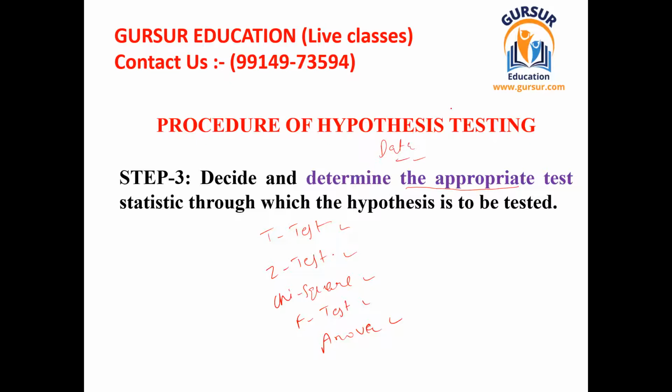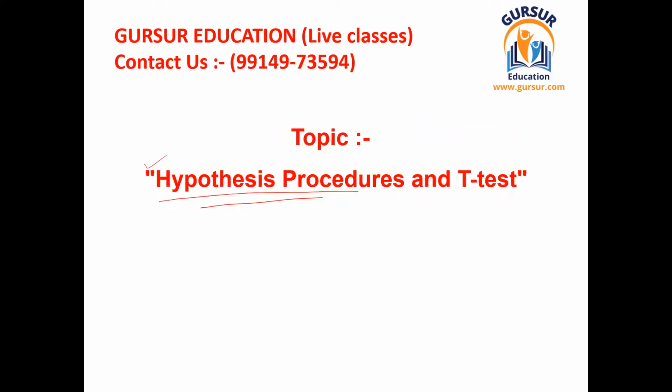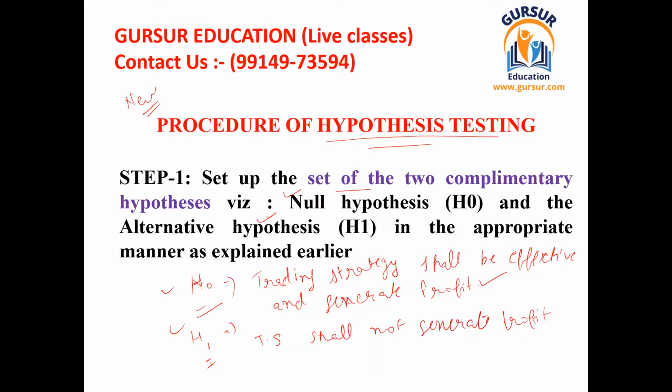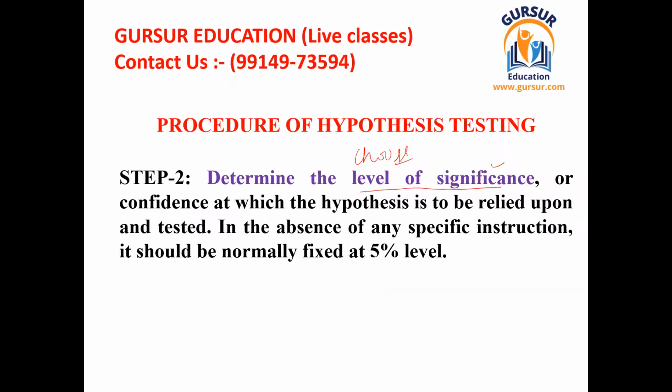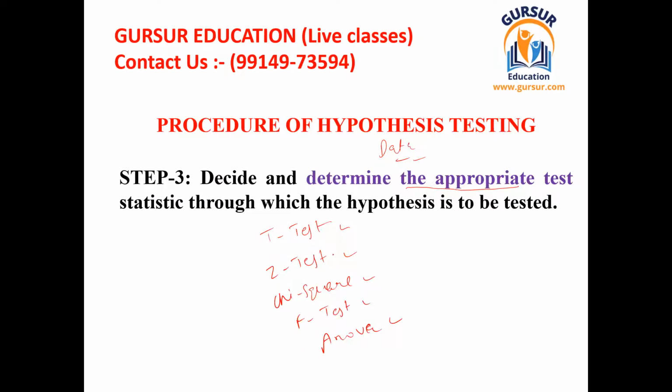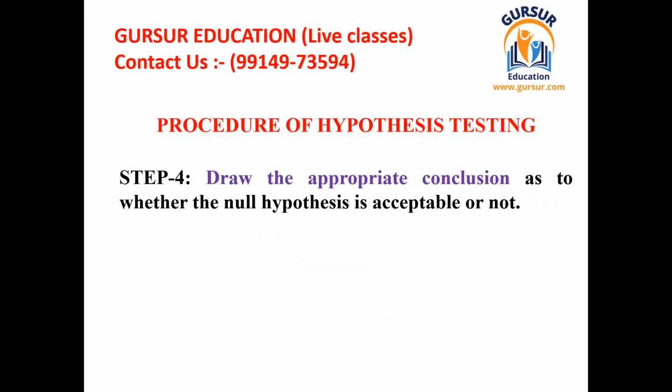I'm again recalling each and everything. The first thing is you have to set your hypothesis. Secondly, you have to determine the level of significance. Third, you have to choose your appropriate test. Then you have to draw the appropriate conclusion. How is this done?